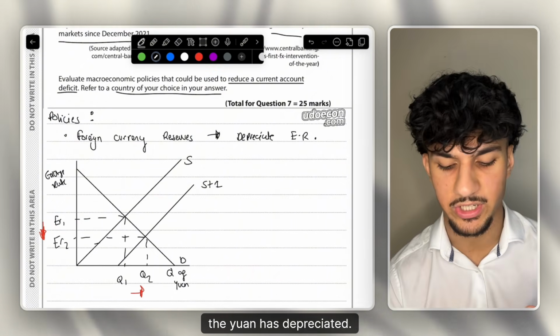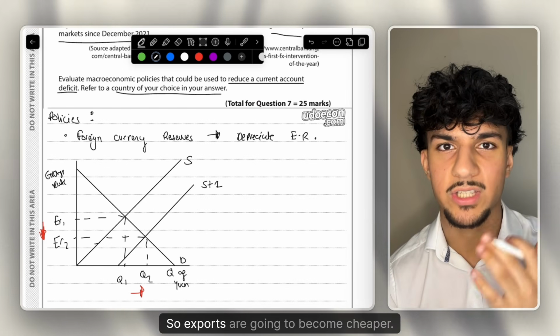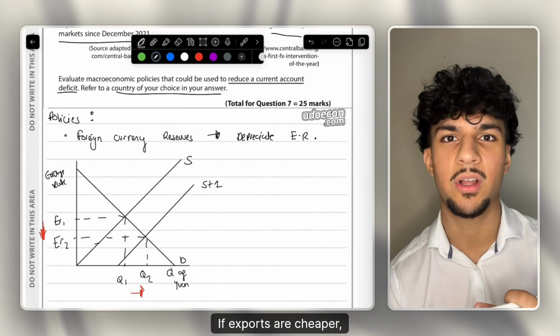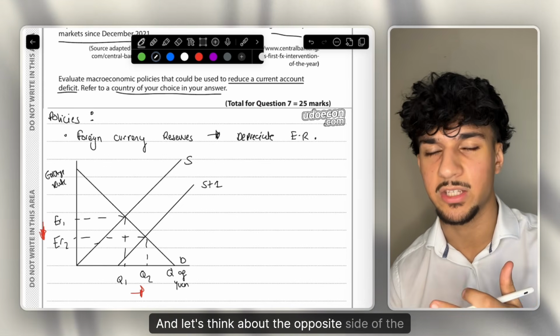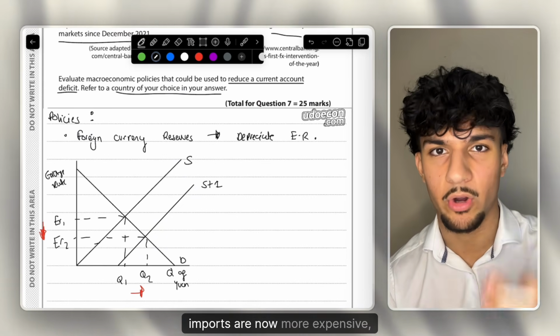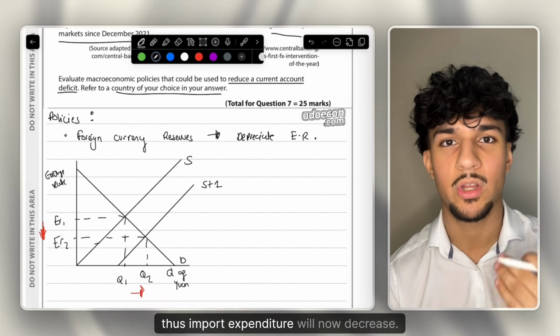The yuan has depreciated. Let's think about the effects now. So exports are going to become cheaper. If exports are cheaper, they are more internationally competitive, thus export revenue will rise. And let's think about the opposite side of the spectrum, imports. Imports are now more expensive, thus import expenditure will now decrease.